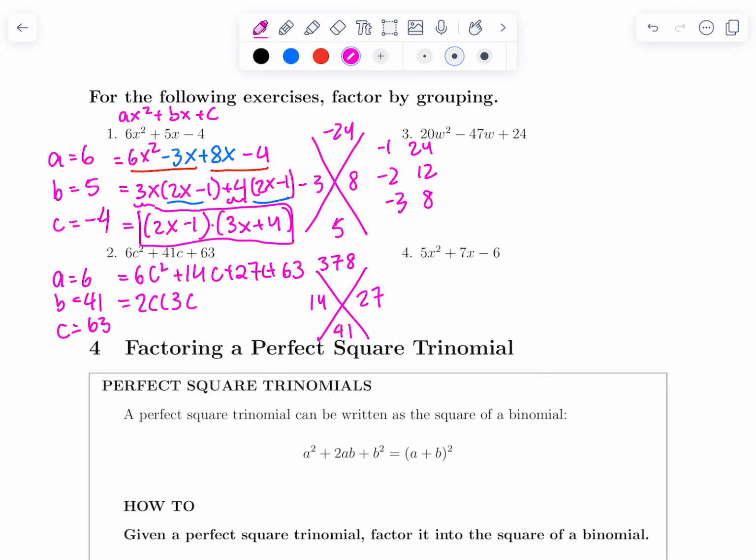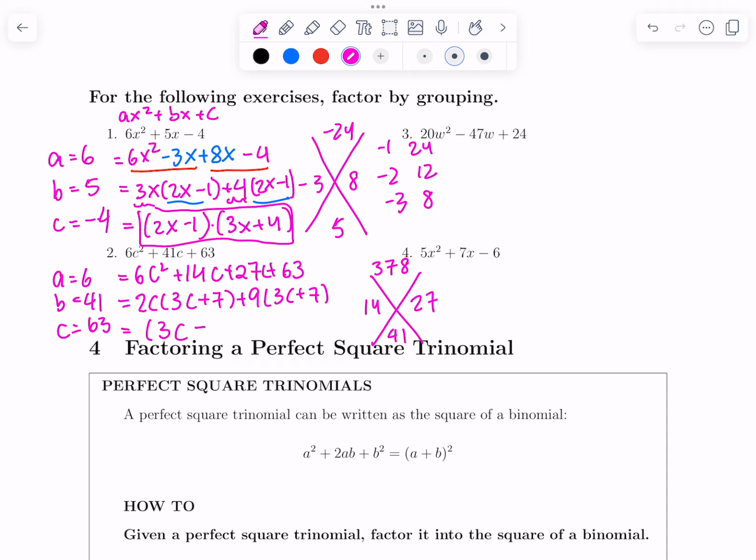That leaves 3c plus 7. And we will factor out a 9 for 27c and 63. We will get 3c plus 7. And I got a common factor here, 3c plus 7, and I add 2c with the 9 together and multiply them out, and this is my value.